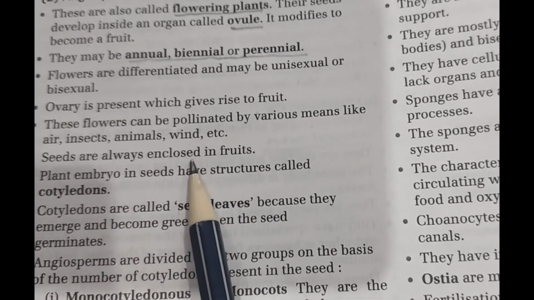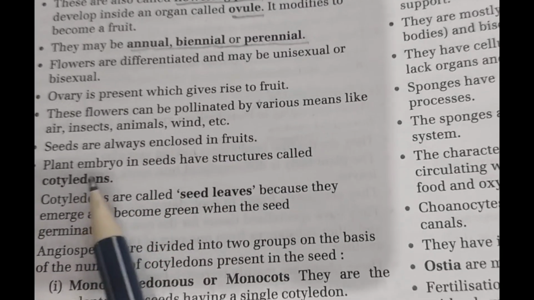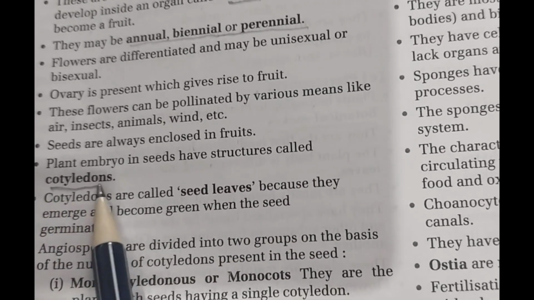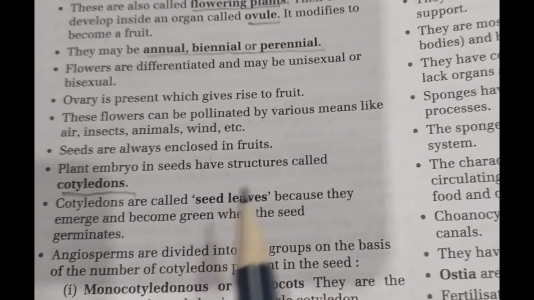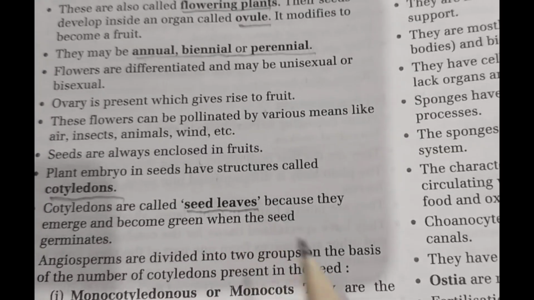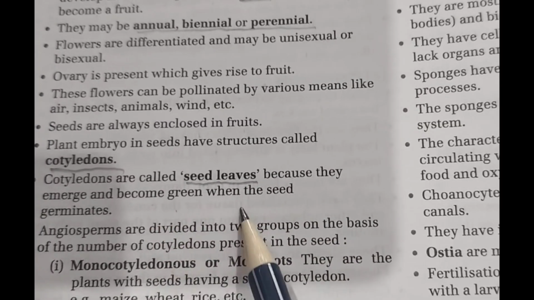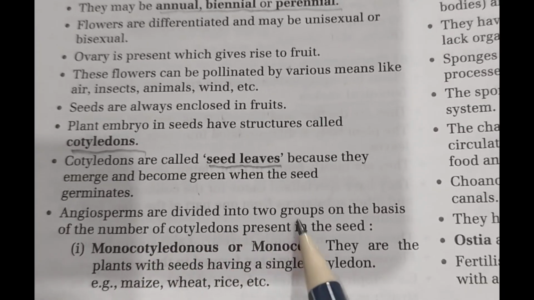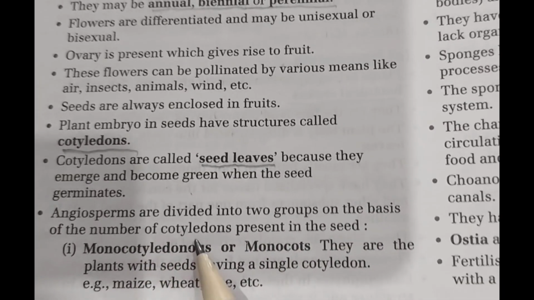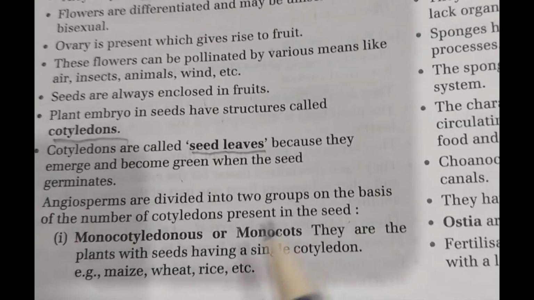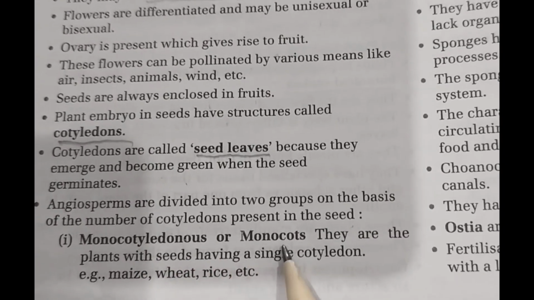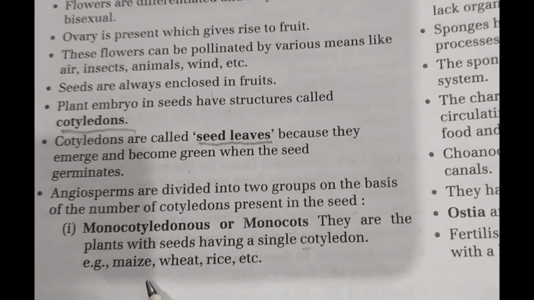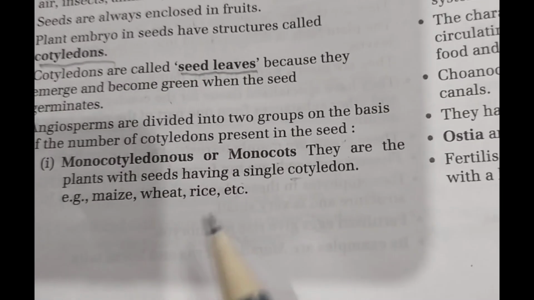Seeds are always enclosed in fruits. Plant embryos in seeds have a structure called cotyledons. Cotyledons are called seed leaves because they emerge and become green when the seed germinates. Angiosperms are divided into two groups on the basis of number of cotyledons present in the seeds. Monocotyledons or monocots are plants with seeds having a single cotyledon, like maize, wheat, rice, etc.